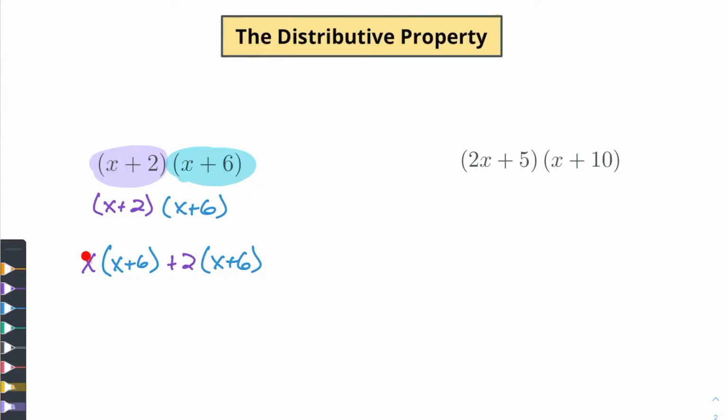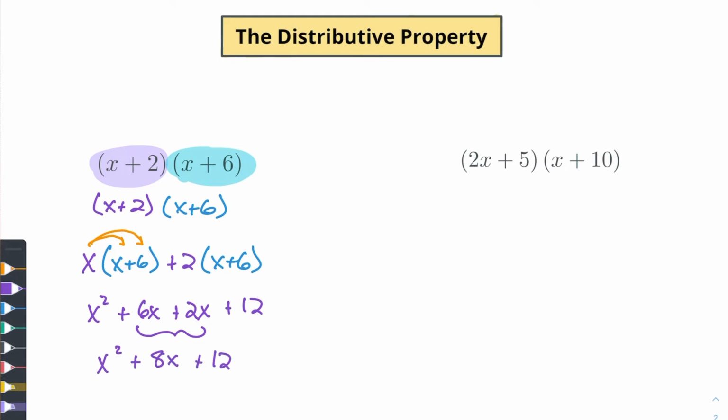So now we have x times x, which is x squared. We have x times 6, which is 6x. And again, this might be where you're mentally thinking about using these arrows as you're multiplying across here. Over here, we've got positive 2 times x, which is plus 2x. And finally, we've got 2 times 6, which is a positive 12. Add together our like terms, and we're left with x squared plus 8x plus 12.